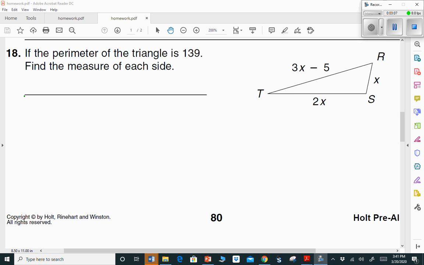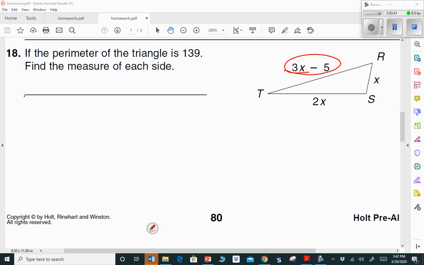Okay, I'd just like to do one more problem with you, number 18. It says, if the perimeter of the triangle is 139, find the measure of each side. Everybody always freaks out when they look at this, but it's not that hard. The perimeter of the triangle is the distance around the triangle, and they gave us something for each side. So all we have to do is add those three things together and set it equal to 139, which they gave us as the perimeter.